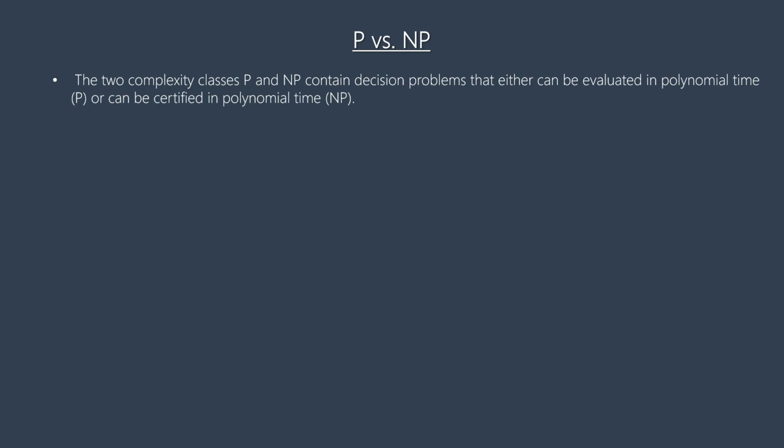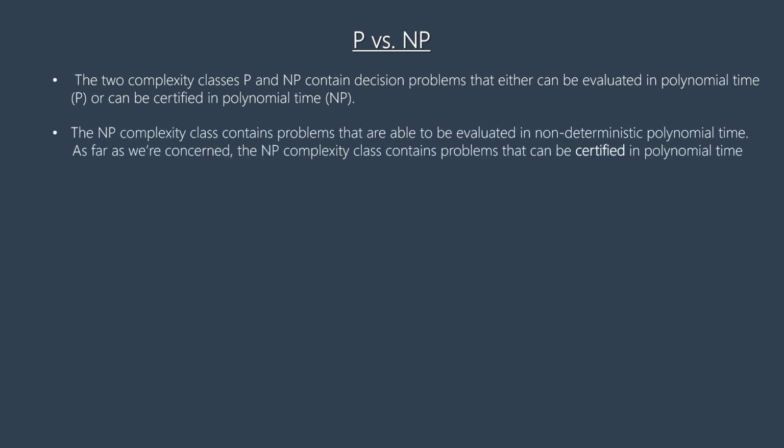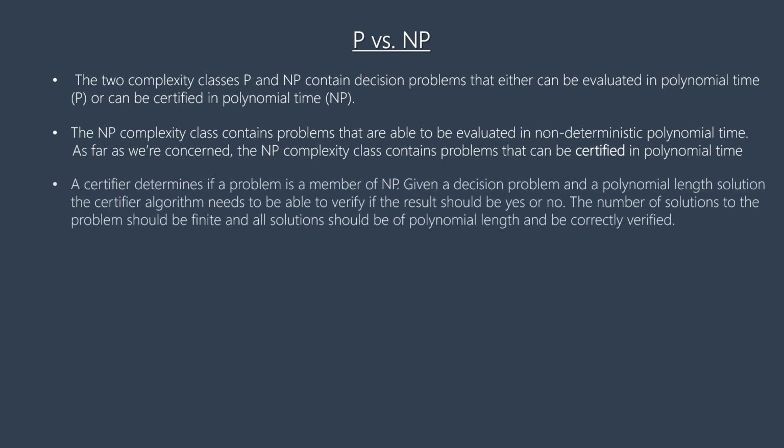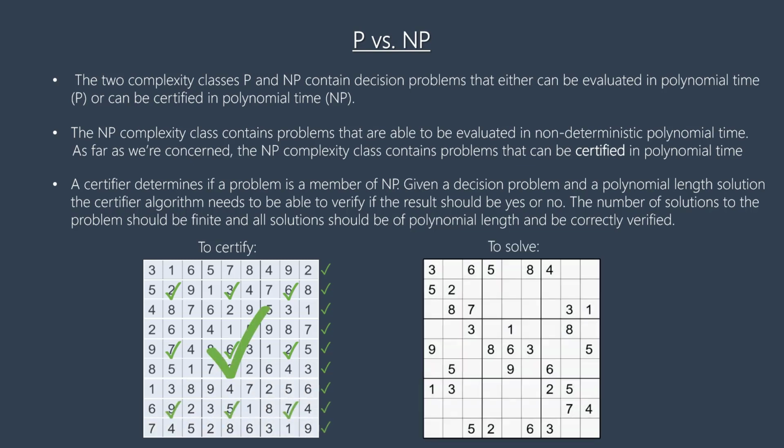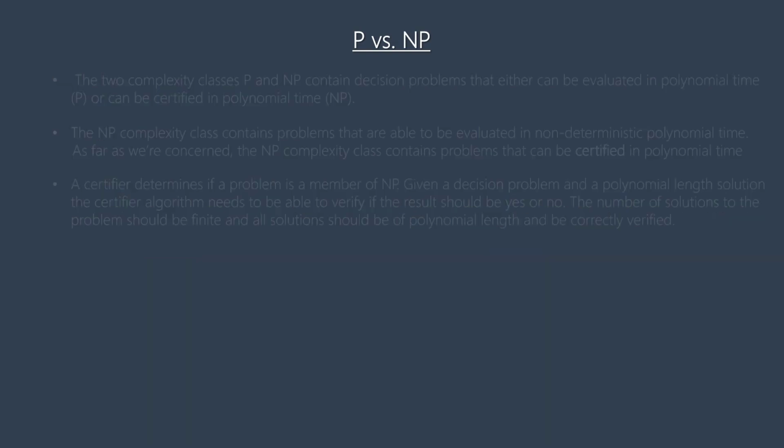And as far as we're concerned for this video, the NP complexity class contains problems that can be certified in polynomial time. In order to determine if a problem is a member of NP, we need a certifier. Given a decision problem and a polynomial length solution, the algorithm for the certifier should be able to determine if the given solution is valid or not. The certifier should be able to determine between all correct and incorrect solutions to the problem. Now is a good time to note that for a problem to be a member of NP, the problem in question must have a finite number of solutions.